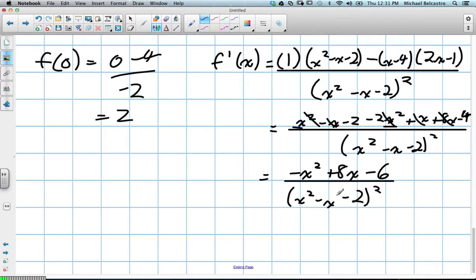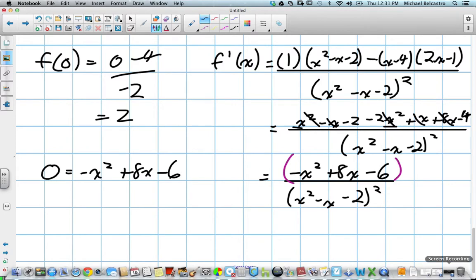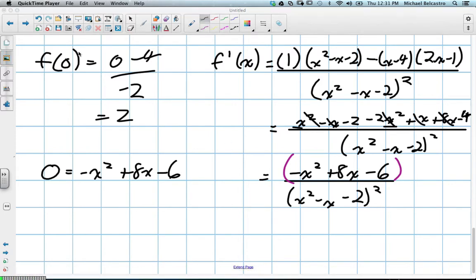We want to find when our derivative is equal to 0. That'll give us critical values. So just like before, we're just looking at the top of this equation. We need to set this equal to 0. So 0 is equal to negative x squared plus 8x minus 6. And by inspection, it looks like we won't be able to factor this. We'll have to put it into the quadratic formula. So I'm going to quickly pause and get what these critical points would be.